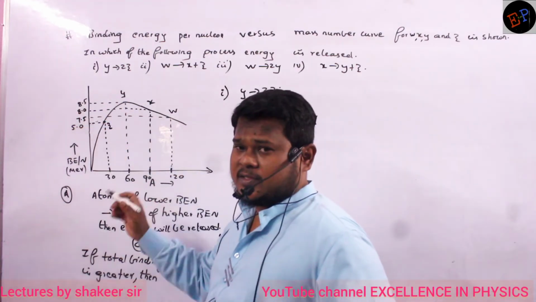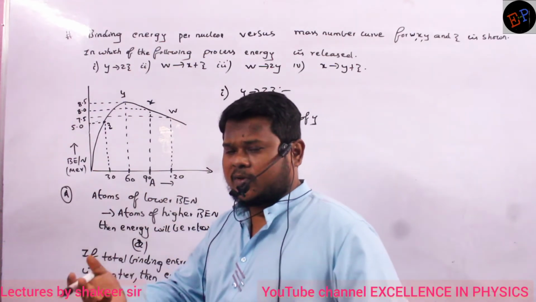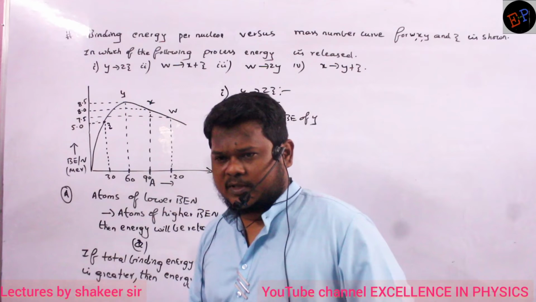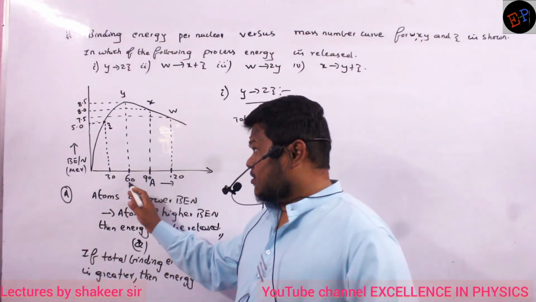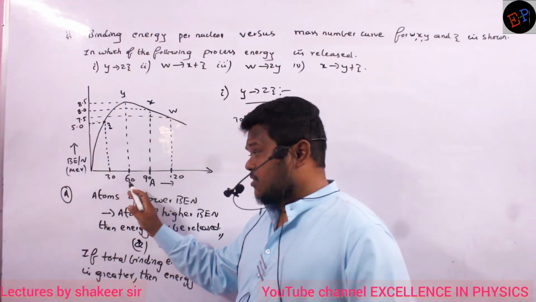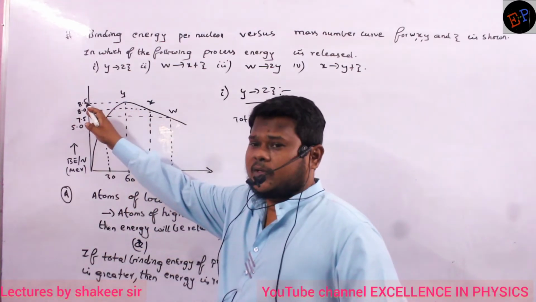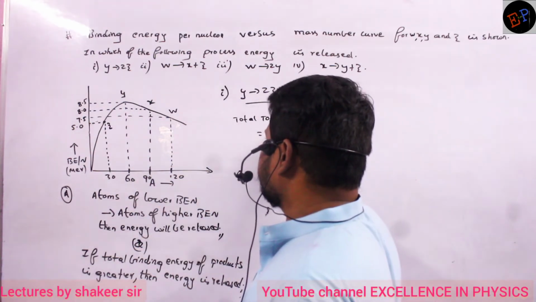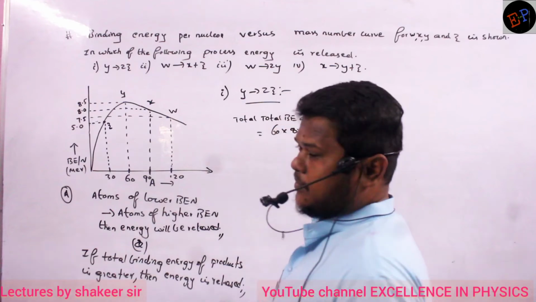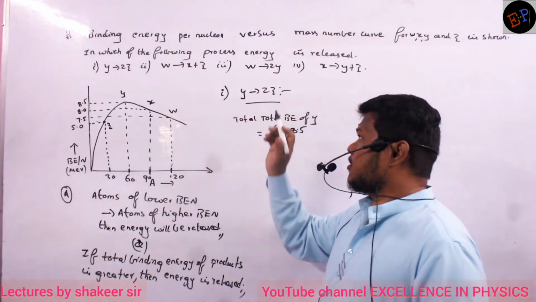Mass number is nothing but the number of nucleons, no? What is meant by mass number? Number of protons plus number of neutrons is nothing but mass number. So how many nucleons are there in Y? 60 nucleons are there. And what is the BEN for each nucleon? 8.5. Therefore, total binding energy is nothing but 60 multiplied by 8.5. So this is the binding energy of Y, which is converted into 2Z.